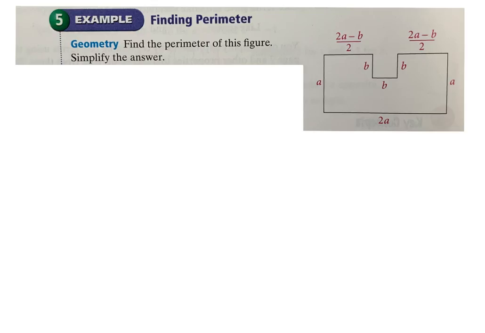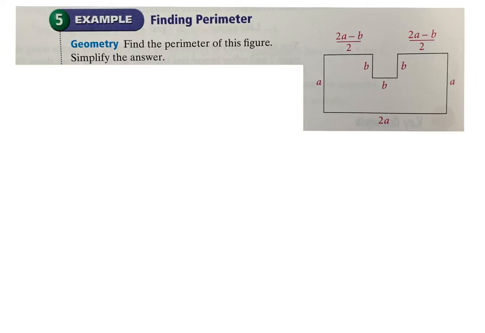So last example here, example 5, find the perimeter. Obviously, they don't want you to find a numeric answer here because that's impossible. They want to find it in terms of A and B. So what is perimeter first? What do we do to find perimeter? If this were all numbers, what would we do to them? We would add them all up. That's exactly what you're going to do here, okay?